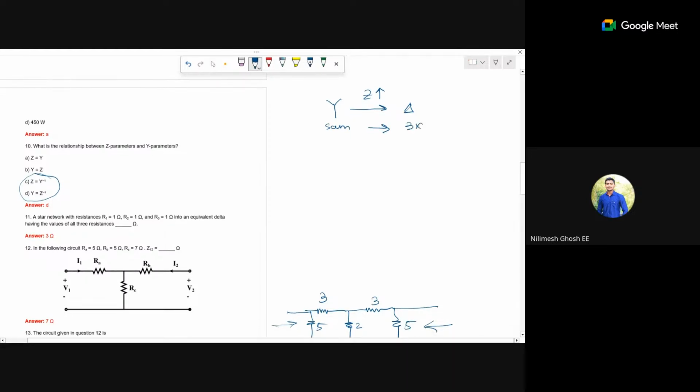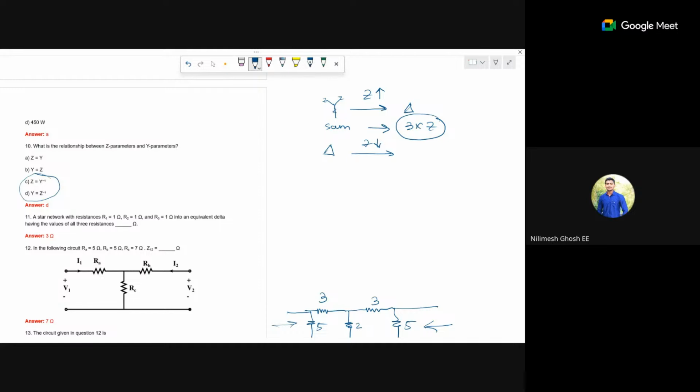Three times whatever the Z is in each limb. And the opposite for delta to star: if you go from delta to star, the impedance decreases, divided by 3.